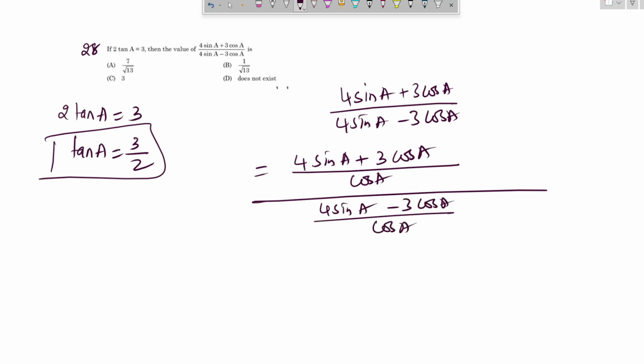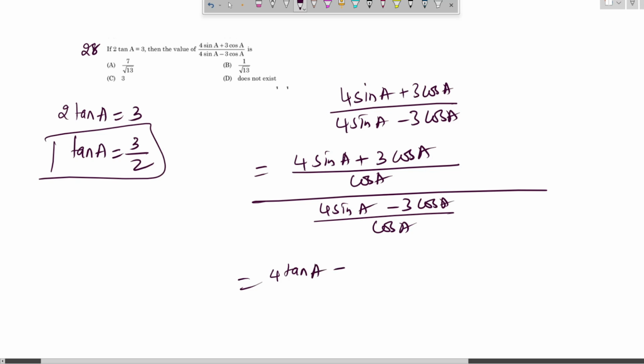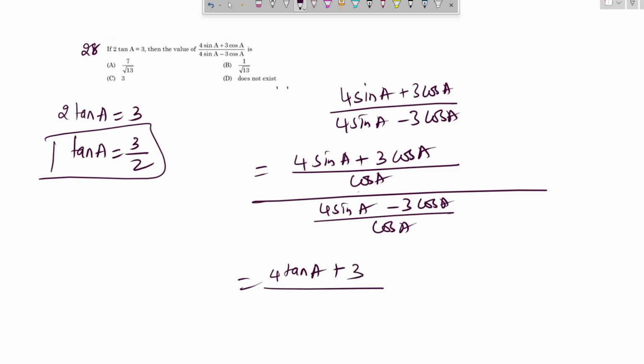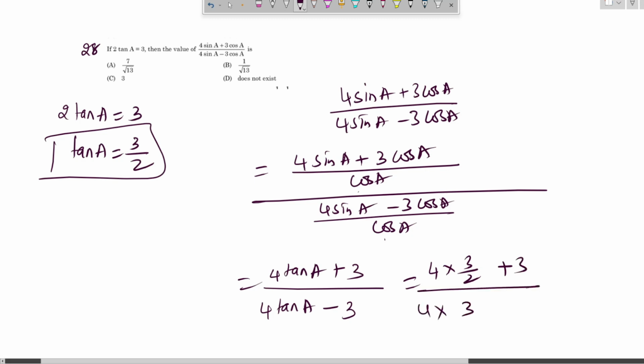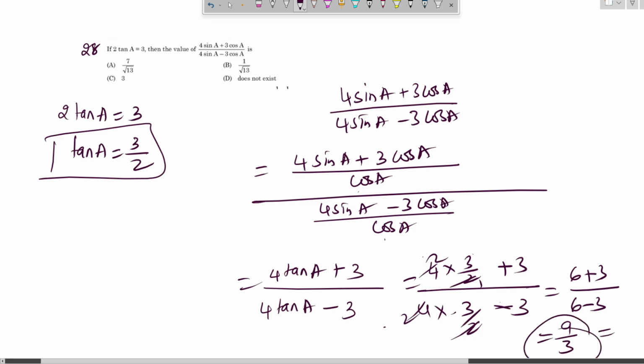By cos A. So this will be equal to, now 4 sin A by cos A will be equal to 4 tan A plus 3 cos A by cos A will be equal to 3, divided by 4 sin A by cos A will be equal to 4 tan A minus 3 cos A by cos A will be equal to 3. Now tan A value we got as 3 by 2, substitute here. So 3 2s are 6 plus 3 divided by 3 2s are 6 minus 3, which is equal to 9 by 3, and 9 by 3 is nothing but 3. The option C is correct.